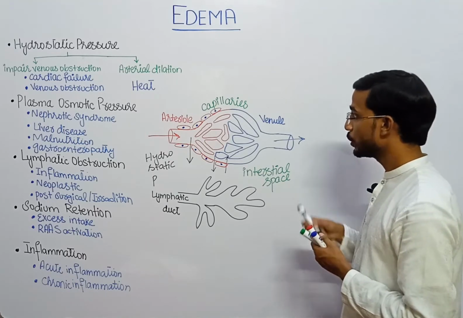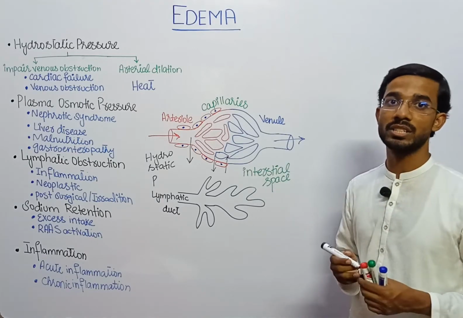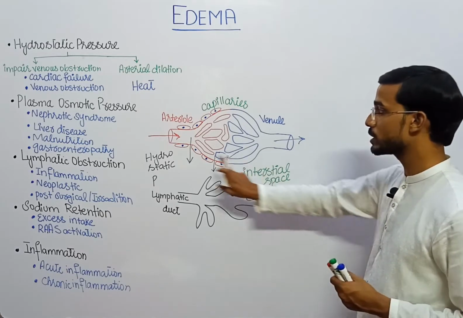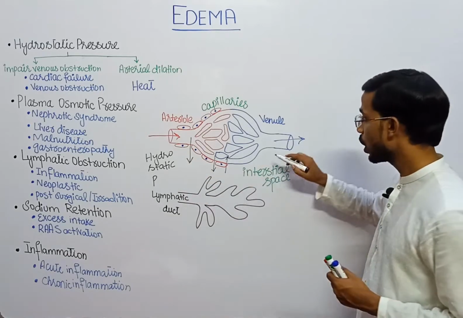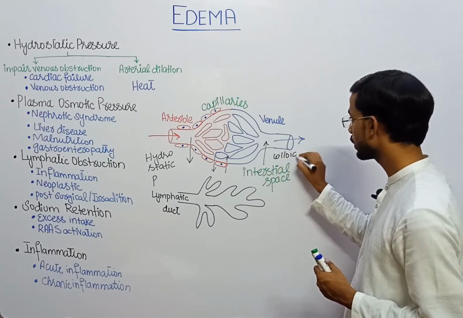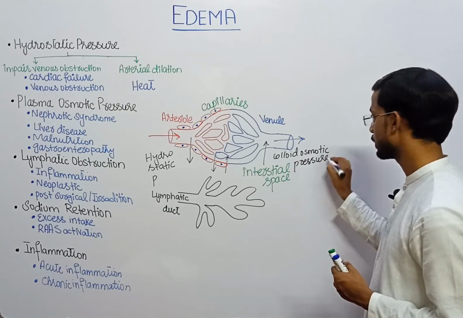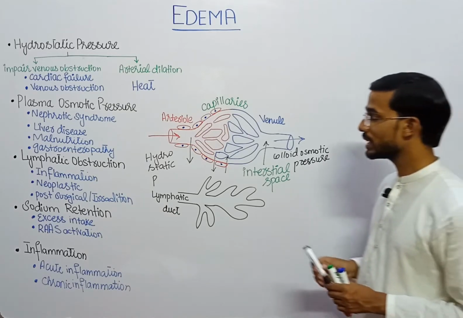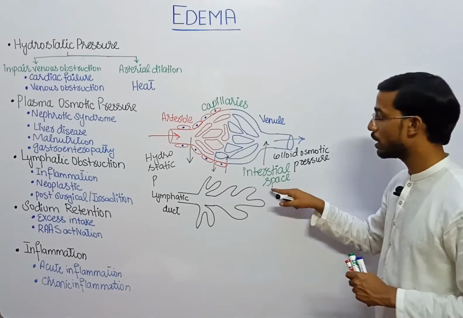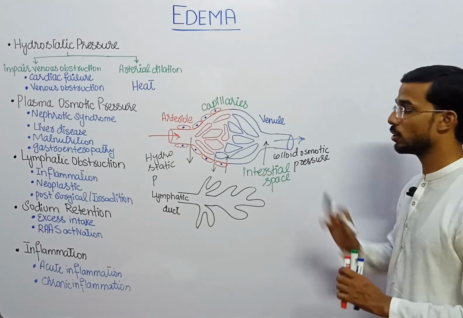But due to the protein present in the blood, a pressure is generated which is called colloid osmotic pressure. And due to the colloid osmotic pressure, the fluid which moved out by the hydrostatic pressure will move backward into the venule. So the amount of fluid which moves from the arteriole will also move backward into the venule. It means the net is zero. This is the normal situation.